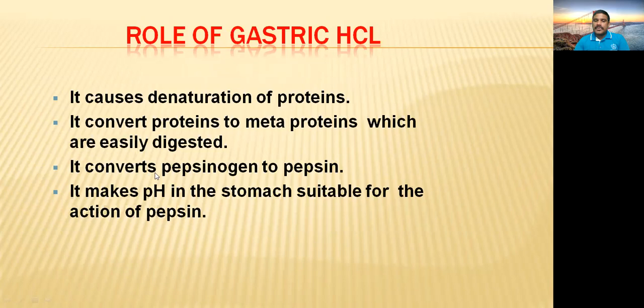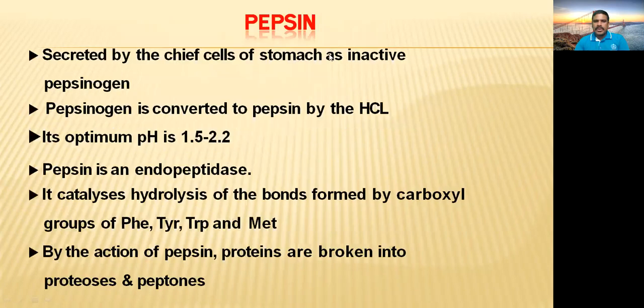And it converts, it means hydrochloric acid converts pepsinogen to pepsin. So it makes the pH in the stomach suitable for the action of pepsin. So with the help of HCl only, the pH value is lowered in the gastric juice. Lowered pH value helps in the functioning of pepsin. So coming to the pepsin enzyme activity.